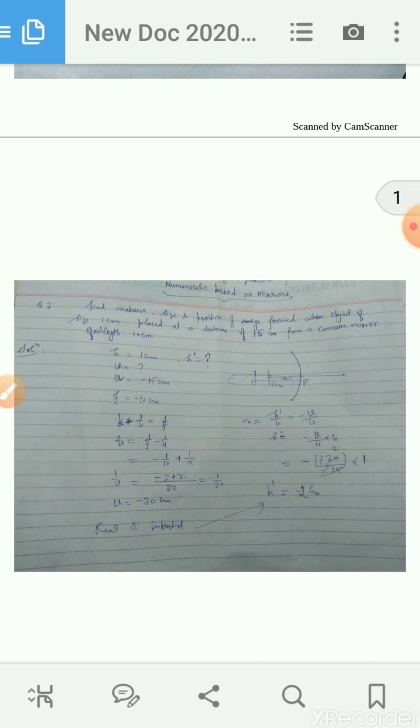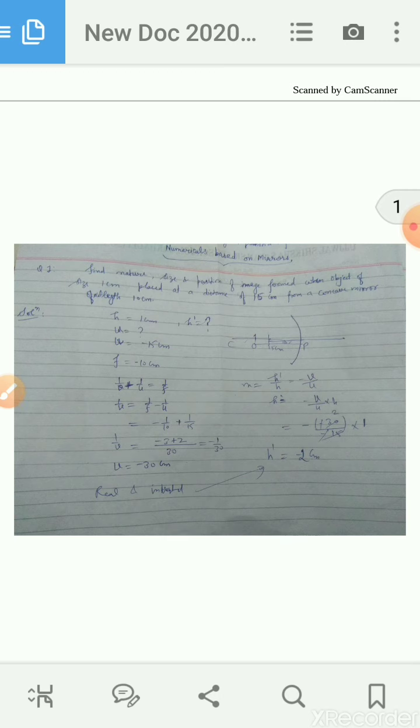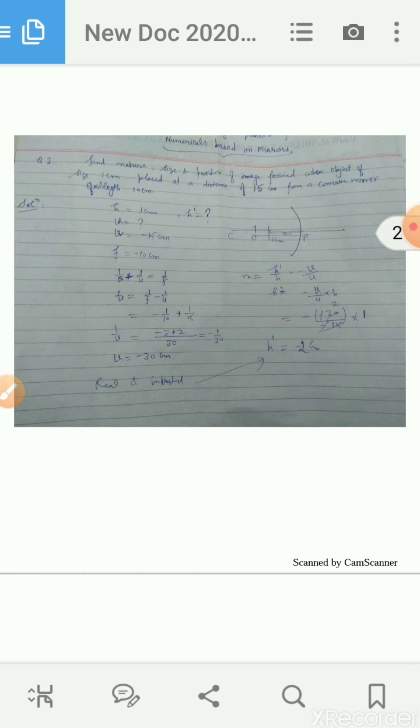Now some numericals based on the concave and convex mirror. The first numerical is: find the nature, size and position of the image formed when an object of size 1 cm is placed at a distance of 15 cm from a concave mirror of focal length 10 cm. Here you can see in the picture, the image distance we have to find. Object distance is given as 15 cm.